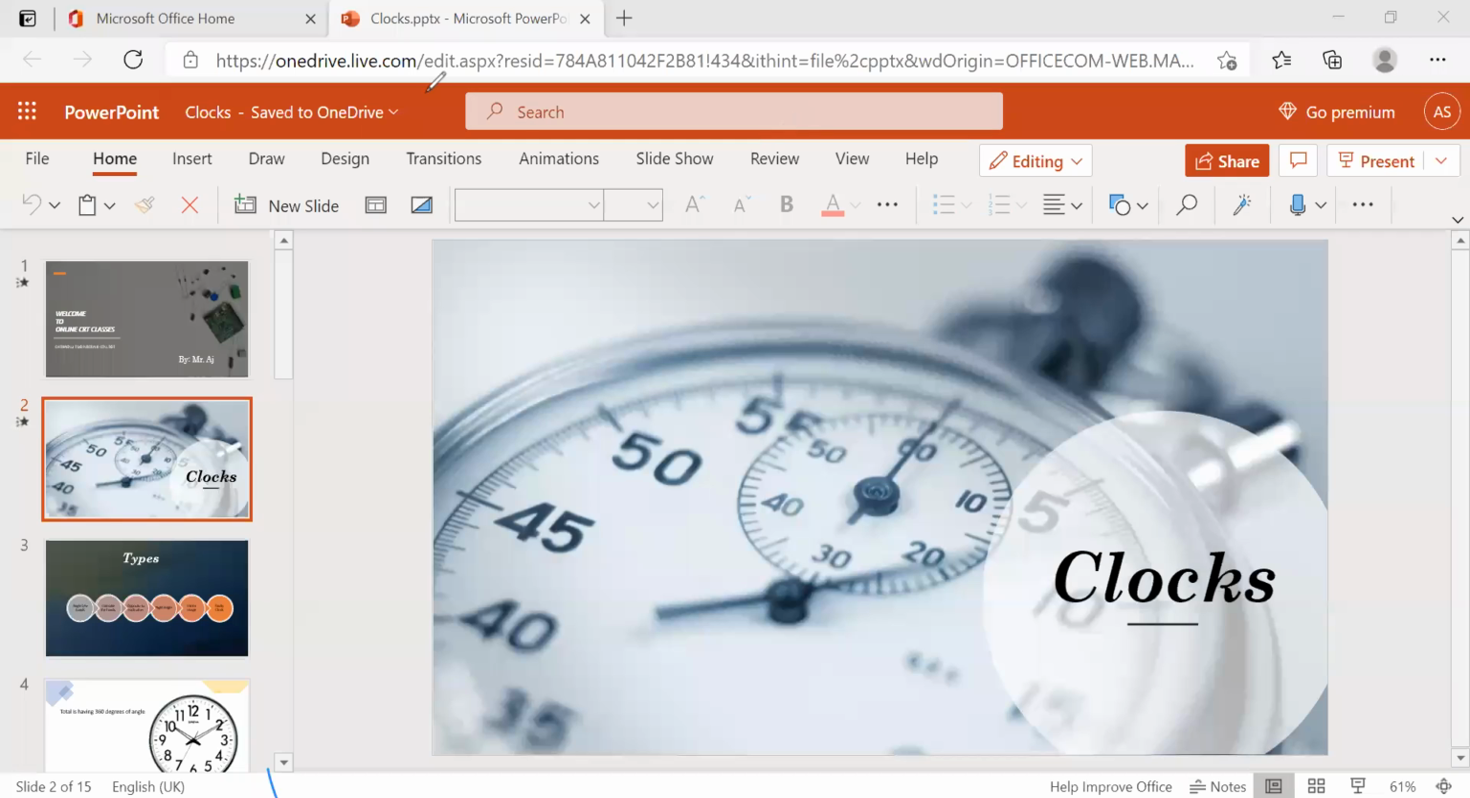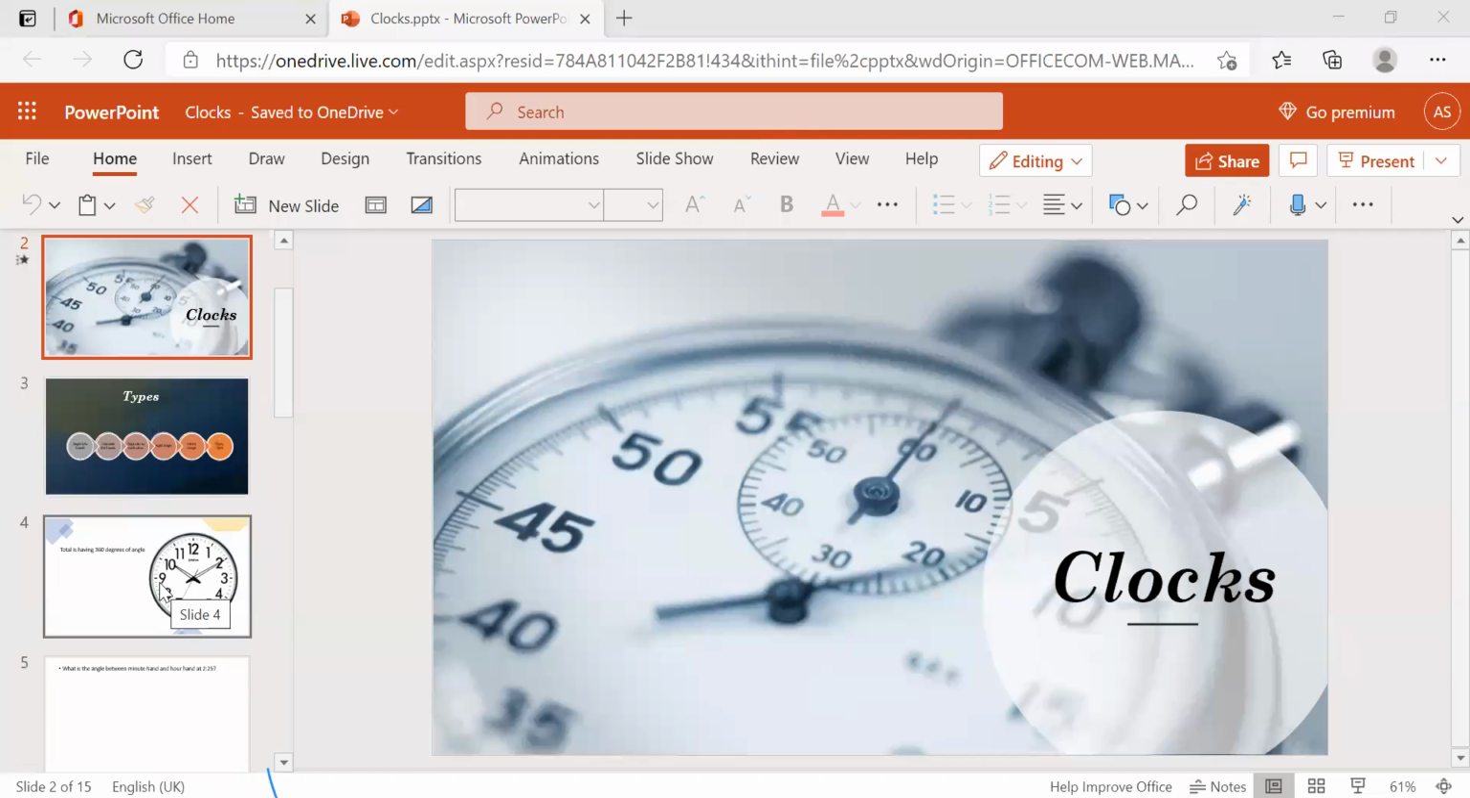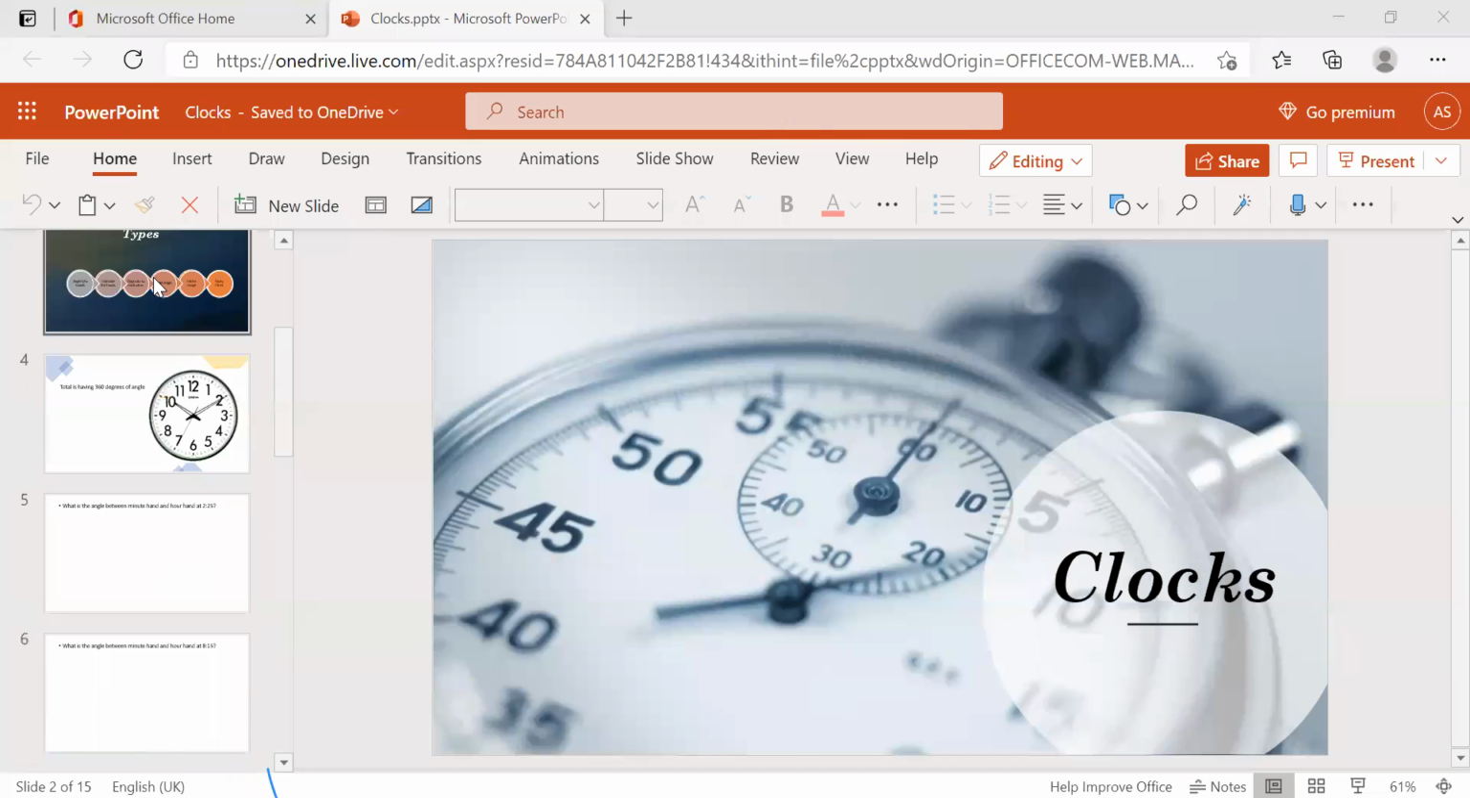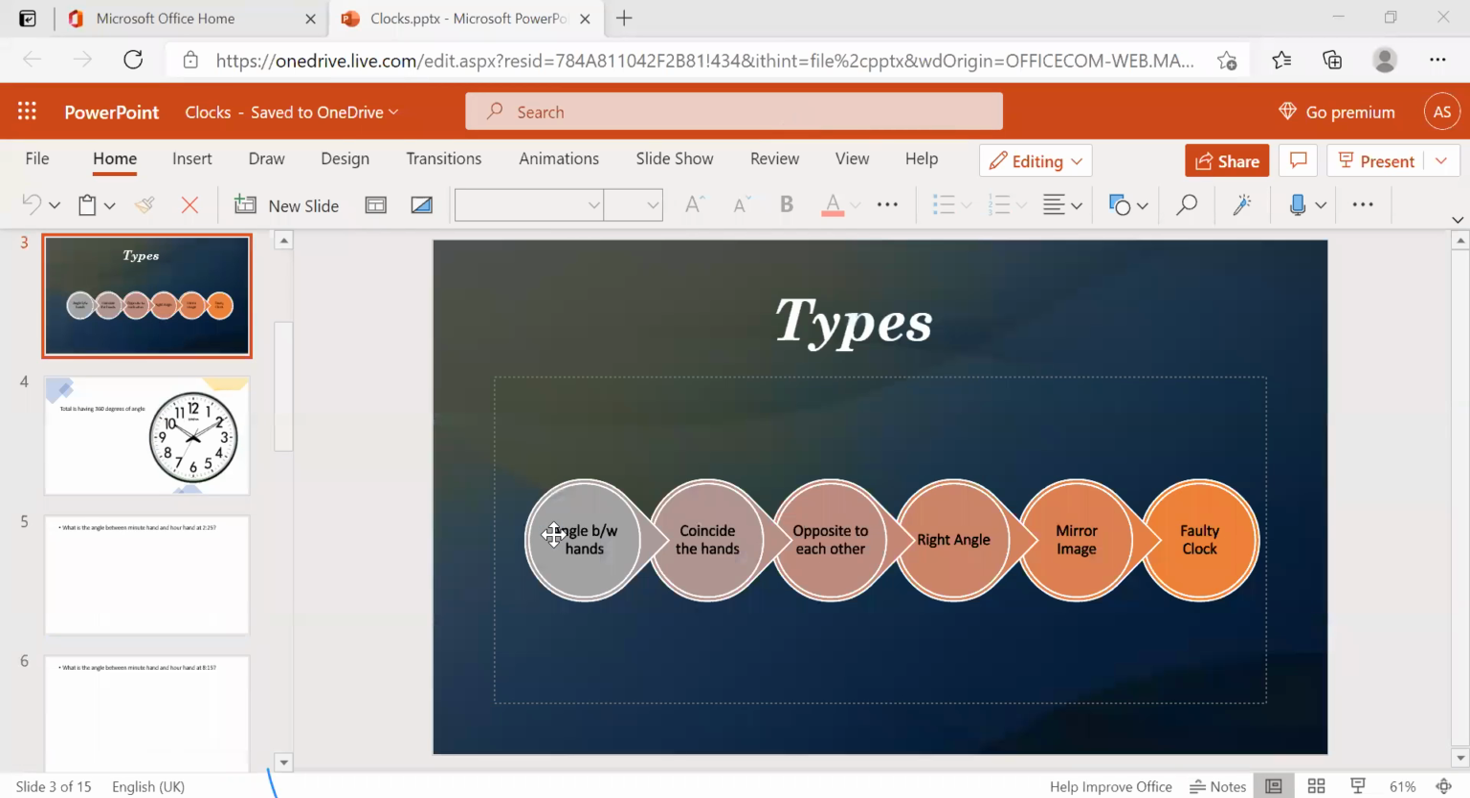So yesterday we discussed the clocks coinciding and clock hands being on opposite sides, right? I've given us easier tips actually. What are the types we have? Angles. We already discussed finding the angles, and coinciding and opposite. Yesterday we just practiced one problem with hands opposite to each other. Today we'll see some more problems on this, then we'll go to the right angle and mirror images.